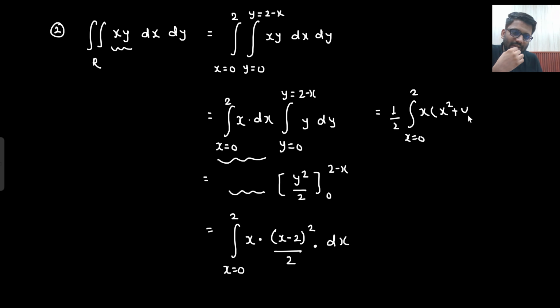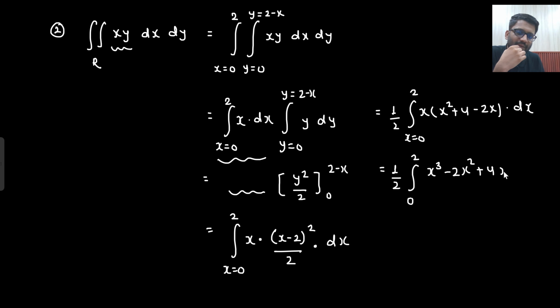x times a square plus b square minus 2ab dx. 1 by 2 is outside. a square plus b square minus 2ab. So 1 by 2. Limit of x goes from 0 to 2. x cube minus 4x square plus 4x dx.